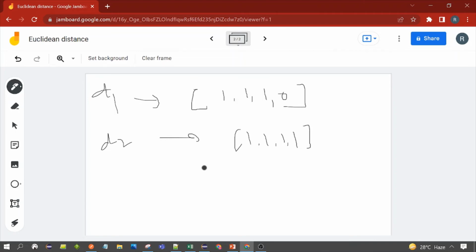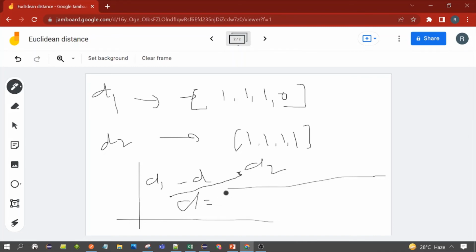Now we have got the vectors. We can easily calculate the Euclidean distance. So let's draw the graph. We can consider anywhere. This is D1, this is D2, and we need to calculate this D. This is D, which is the Euclidean distance. So now let's calculate the D. What would be the D here?